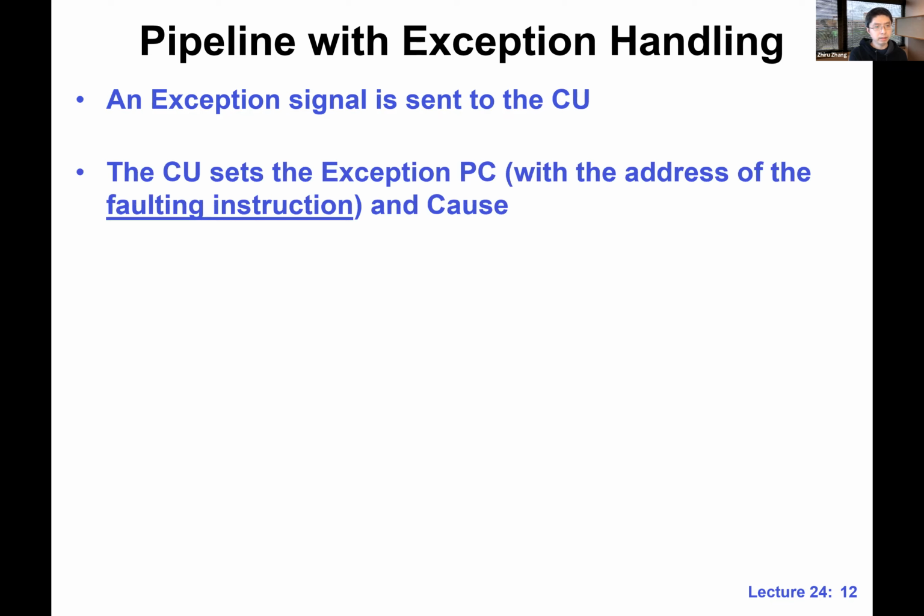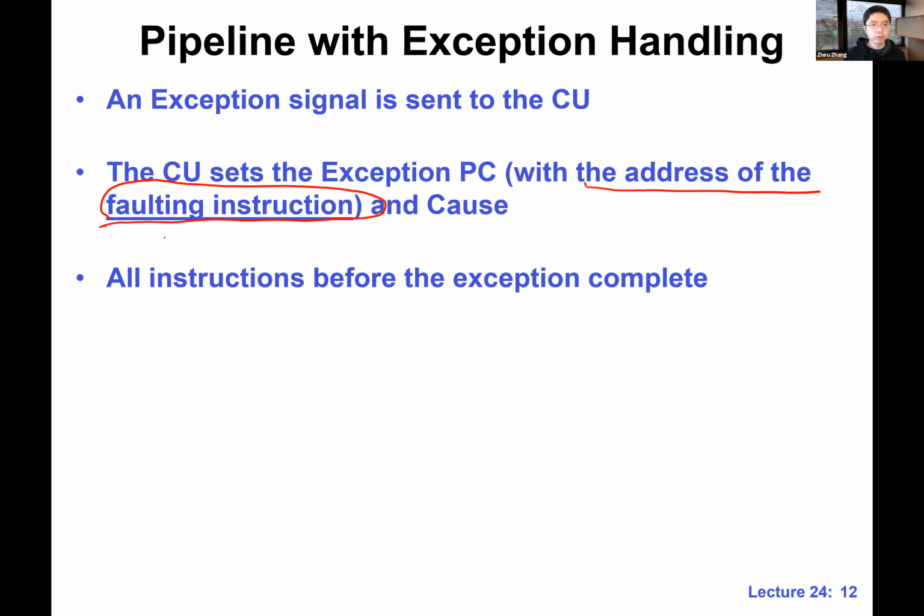Okay, so these are the extensions that we have to make to the pipeline, and these are the steps. I'm just going to quickly go over this, and then I'll show you an example where things will be much more interesting and also much more clear. With this exception handling, we need to send an exception signal to the control unit, CU, and CU will set the exception PC, which is the address of the faulting instruction. What do I mean by faulting instruction? It is the instruction that causes the exception. That's why it's called the exception PC.